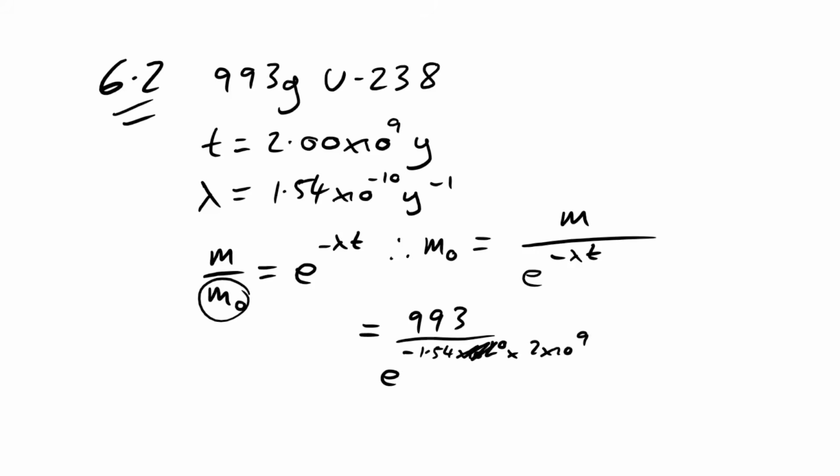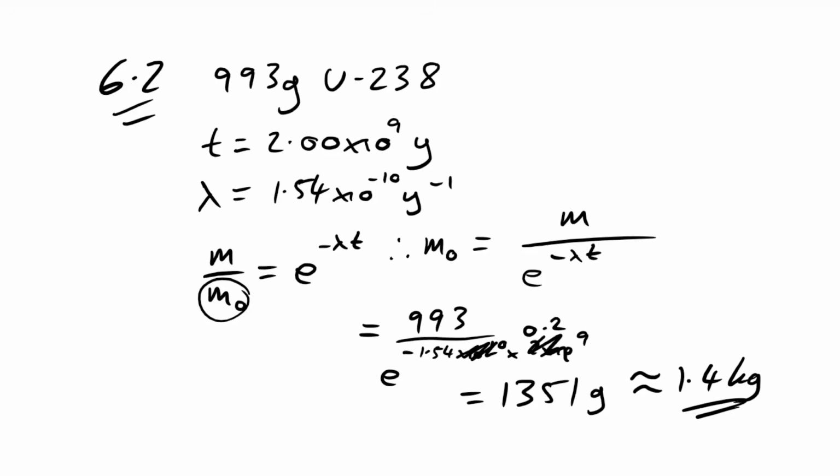So this ends up being to the minus 1. So we can just say times 0.2. How about that? And we end up with 1,351 grams, which is about 1.4 kilograms. 6.3, we require a minimum of 3% of uranium-235.